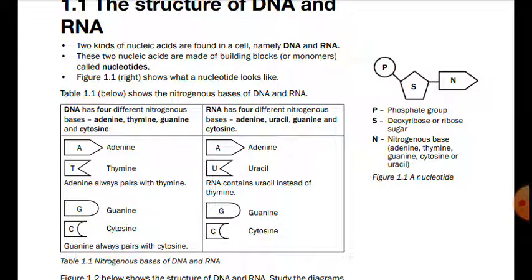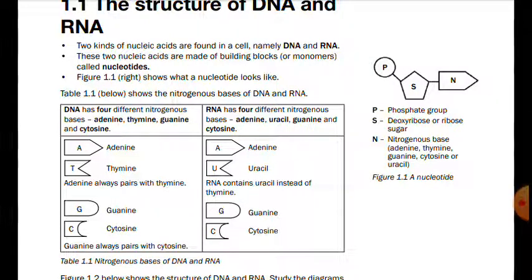They say DNA has 4 different nitrogenous bases: adenine, thymine, guanine, and cytosine. In DNA, adenine pairs with thymine and guanine pairs with cytosine. On the RNA structure, you'll find that adenine doesn't pair with thymine. It changes to pair with uracil.